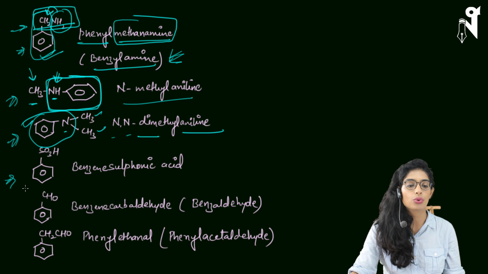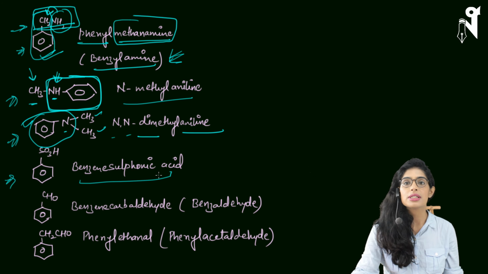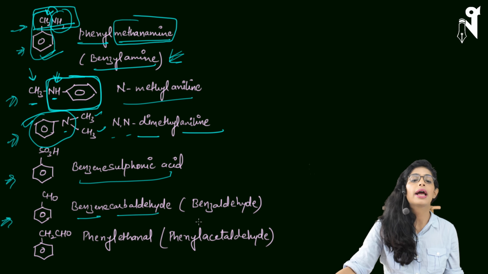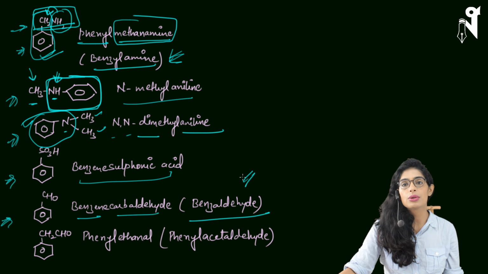We have benzene with SO3H. So this is benzene sulfonic acid. This will be called simple benzene sulfonic acid. I told you benzene with CHO is called benzene carbaldehyde or benzaldehyde. Benzaldehyde is the more commonly used name.